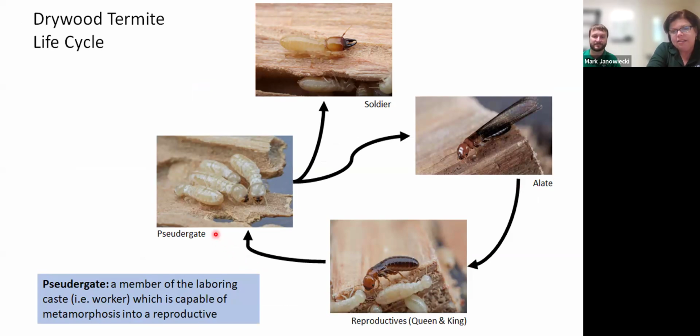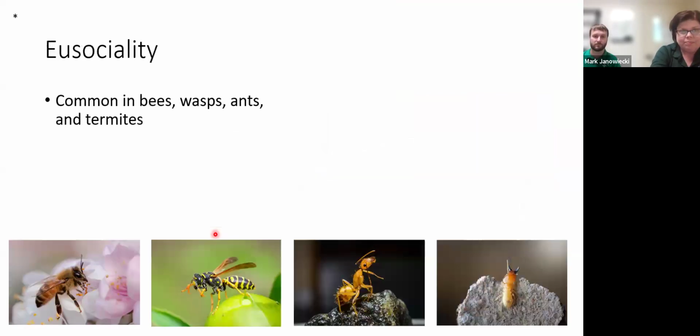But the worker caste, these are called technically pseudergates. Most people still call them workers. But a pseudergate technically translates to a false worker, and all that means is that it can then molt into soldiers and alates. So the worker caste here is not a terminal caste. Even if you molt and become a worker later on, you can molt again and become a soldier if it's needed for the colony. So that's the big difference there.